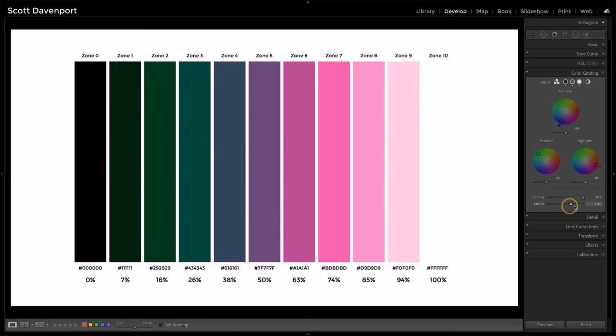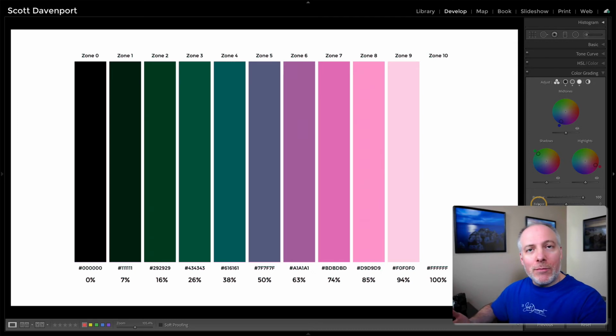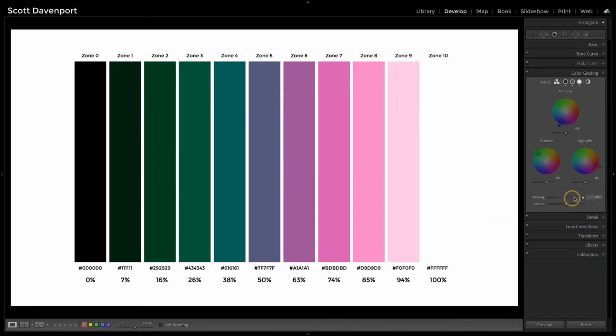So our balance slider is really working the way it worked with split tone. Bias things toward shadow tint or bias things toward the highlight tint. The blending is what's really new, and that just says how crisp do you want the difference between the colors to be, or how smooth do you want it to be? So it's higher blending, a smoother transition all the way through.